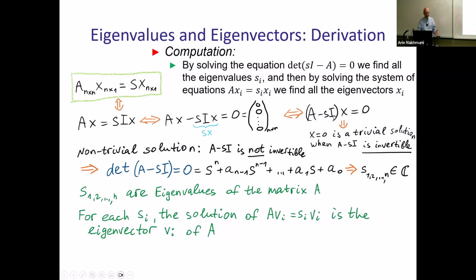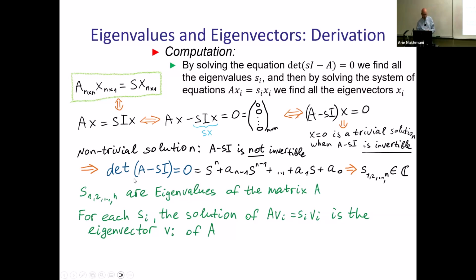So what other condition do we know about determinants of matrices which are singular? The determinant must be equal to 0 for that matrix. So this is a condition. Determinant of A minus SI equals 0. This is the condition when this matrix is not invertible. You cannot invert it. All right?